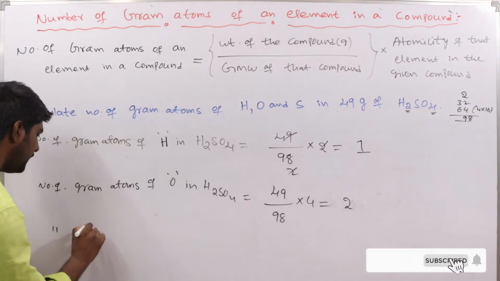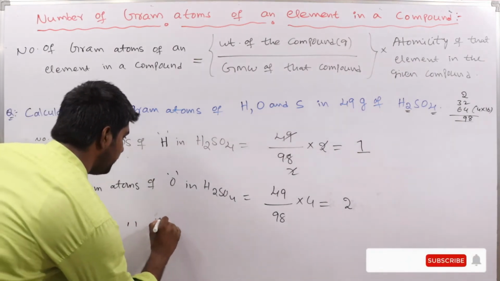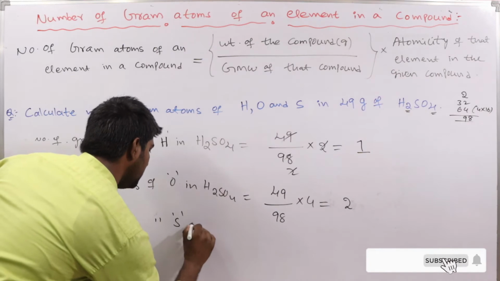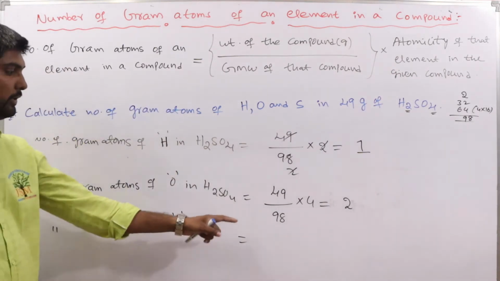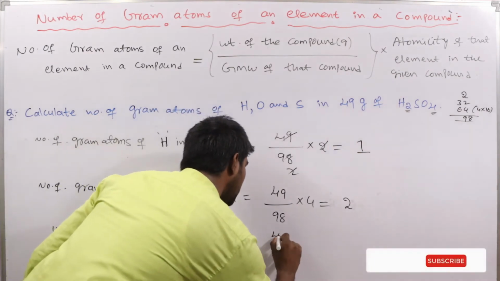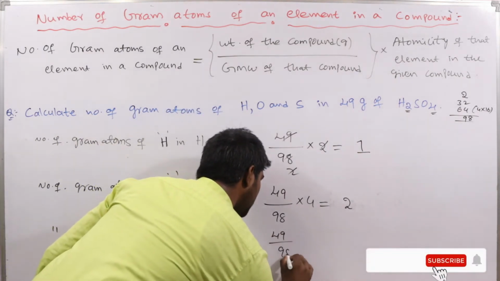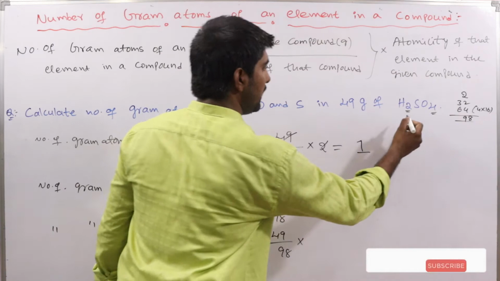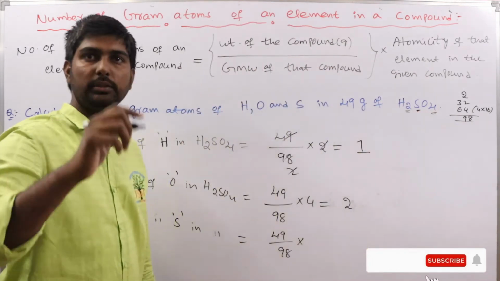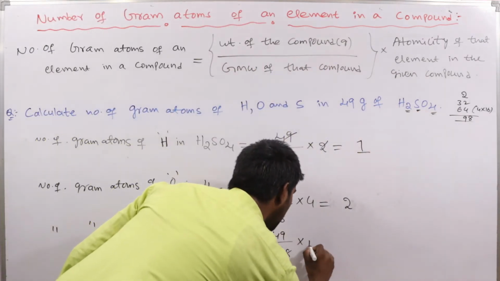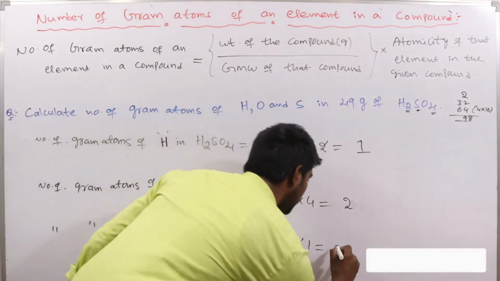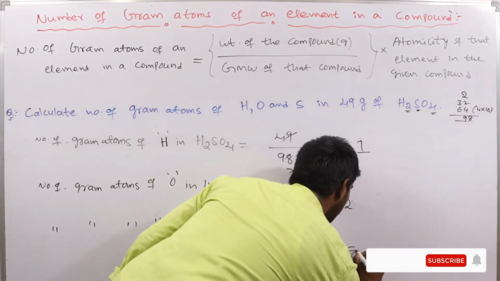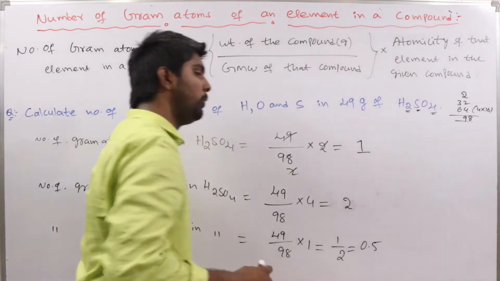Next, in the same manner, the number of gram atoms of sulfur in H2SO4. That is 49 by 98 into how many sulfur atoms are there? Only one sulfur atom is there, so the atomicity of sulfur is 1. So 49 by 98 is equal to 1 by 2, or 0.5 gram atoms.